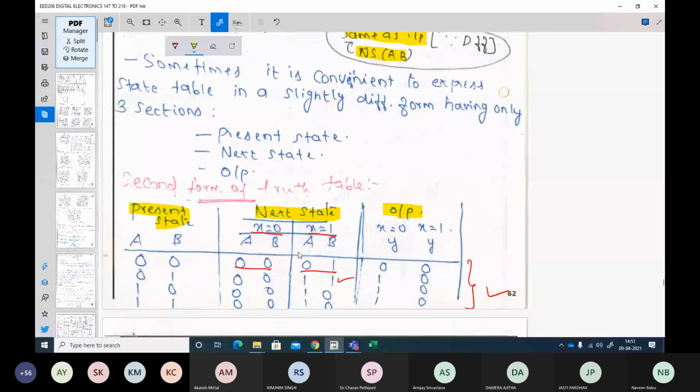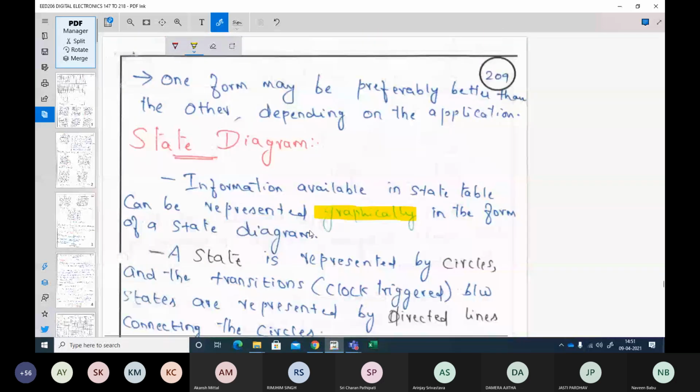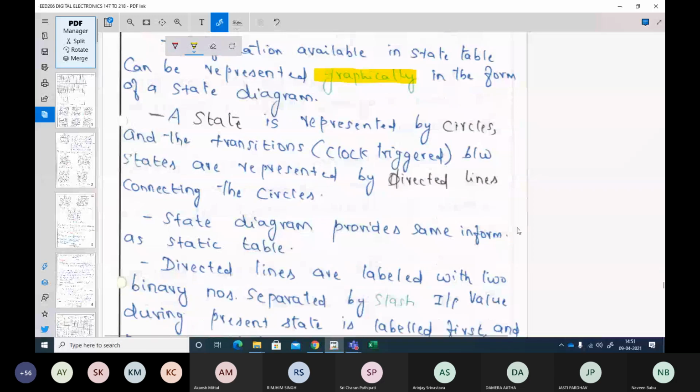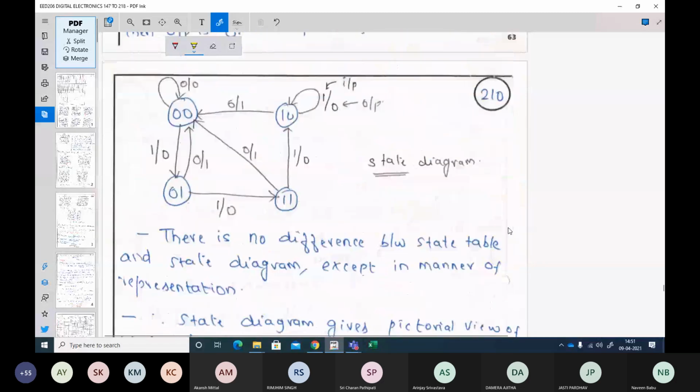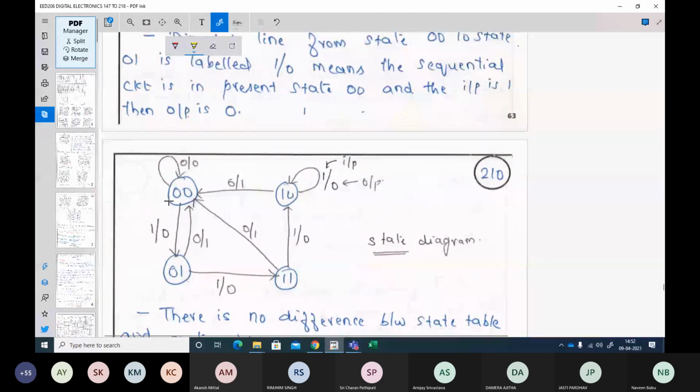Normally, your states, whether a present state or a next state, are represented by circles. The transitions are represented by directed lines or solid lines. You see in this diagram that 0, 0, 0, 1, 1, 0 and 1, 1 are the states, and the state transitions are represented by the directed lines here. You see an arrow mark also here.